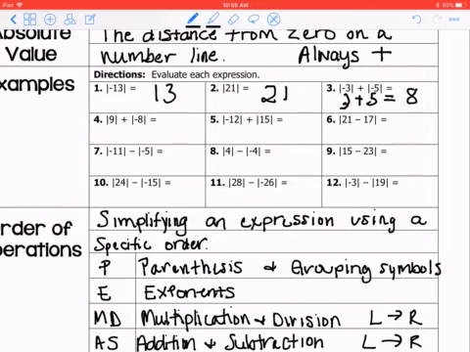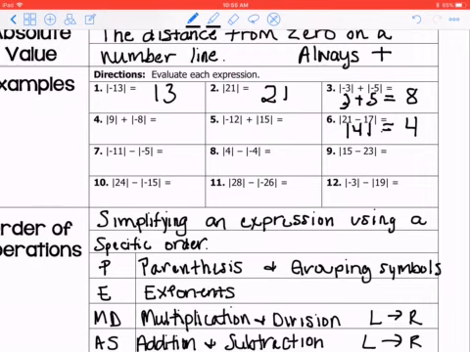For number 6, the brackets are around both the numbers and the operation. So here, we have to solve first and then find the absolute value. So 21 minus 17 is 4. That's still in brackets. And then the absolute value of a positive number is 4.